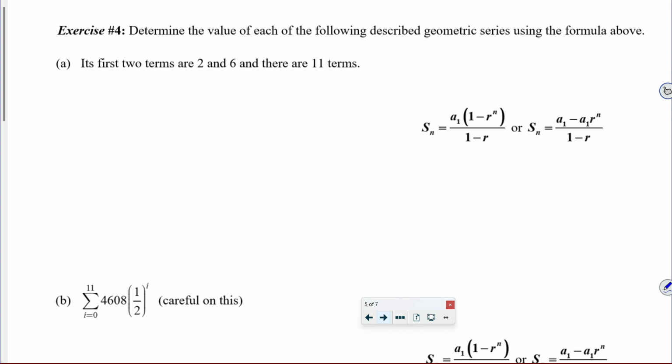And of course, instead of having the formula above, I've just continually written it on the side, but on your worksheet it should be up above. So letter A, its first two terms are 2 and 6, and there are 11 terms.